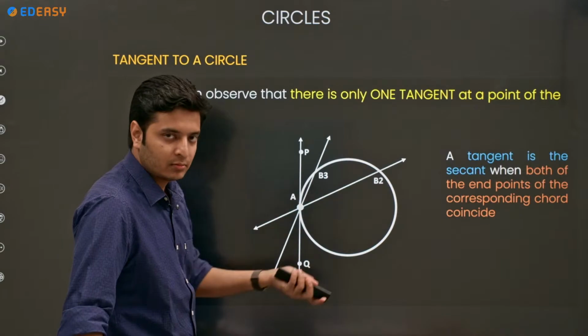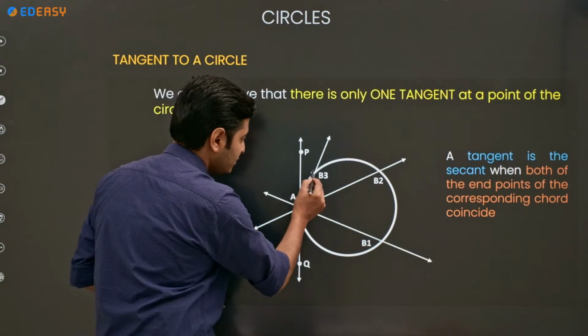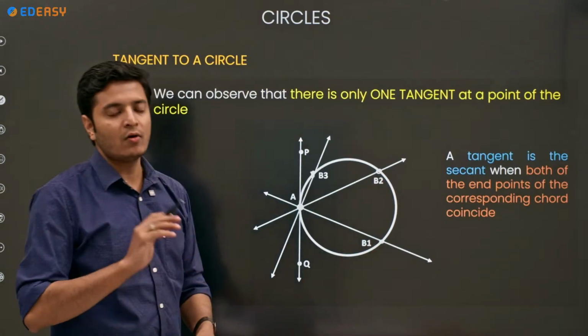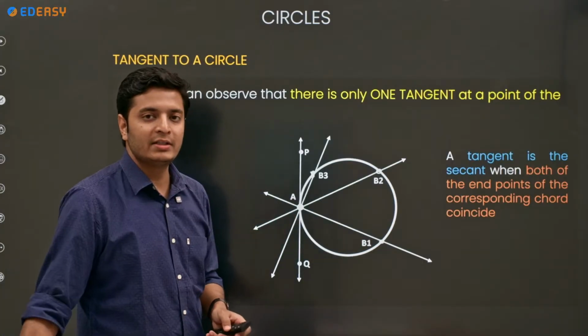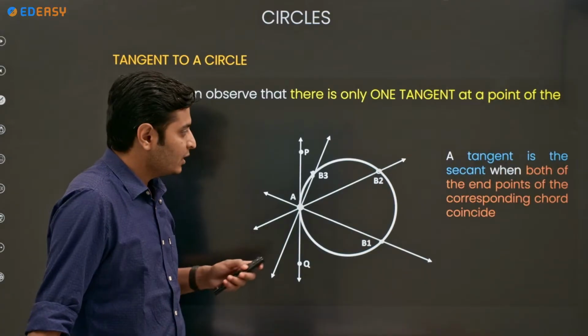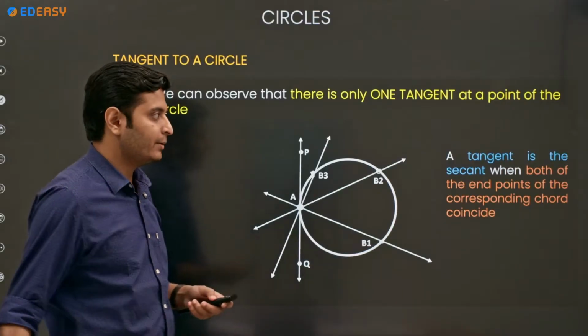Again, this one also. So this line is touching this circle at this point, this one at this point, this one at this point. So they all are secants. So only one line can be drawn from a single point on the circle that will be the tangent. Now we are going to discuss the same in another way also, don't worry.